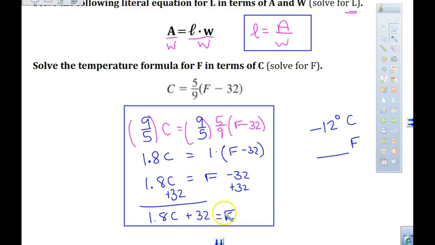What we would want to do, and we're going to approximate it. So 1.8 is about what? 2. So to find the Fahrenheit, we're going to say 2 times negative 12 plus 32. 2 times negative 12, this is easy to do in our head, right? Negative 24 plus 32. Our temperature outside should be about 8. Is it probably a little less than 8 or a little more than 8, would you say?